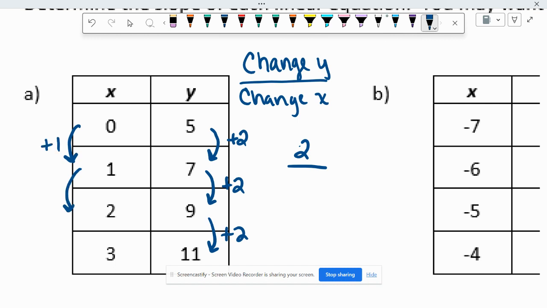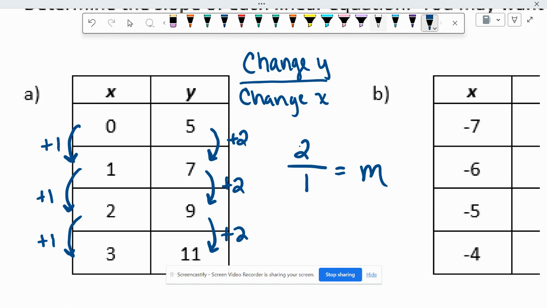It goes up by 1 every single time. 0 to 1, I added a 1. 1 to 2, I added a 1. To go from 2 to 3, I added a 1. So my change in x is 1, which means my slope is 2 over 1, which reduces to 2. Okay.